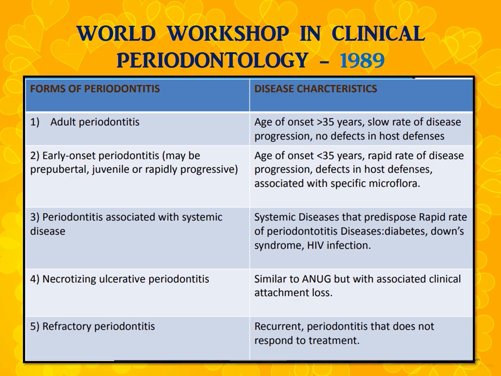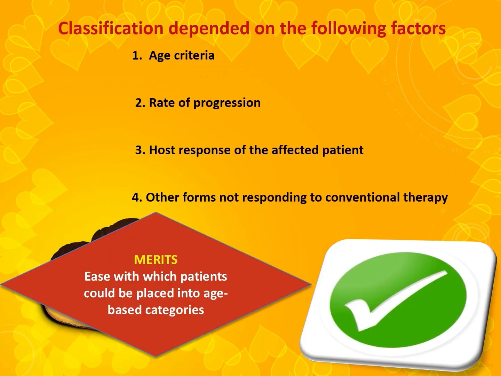Early onset periodontitis was later divided into prepubertal, juvenile, or rapidly progressive periodontitis. The various other forms were periodontitis associated with systemic diseases, necrotizing ulcerative periodontitis and refractory periodontitis, which did not respond to treatment at all. So this classification depended on the following factors: the age criteria, the rate of progression, the host response of the affected patient, and other forms which are not responding to the conventional therapy.